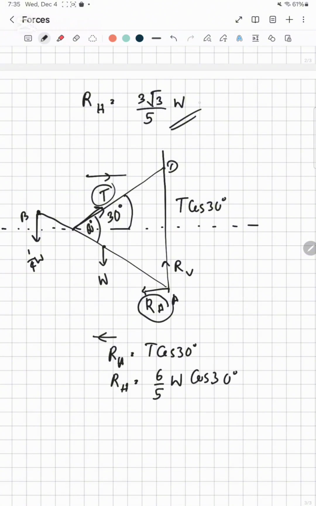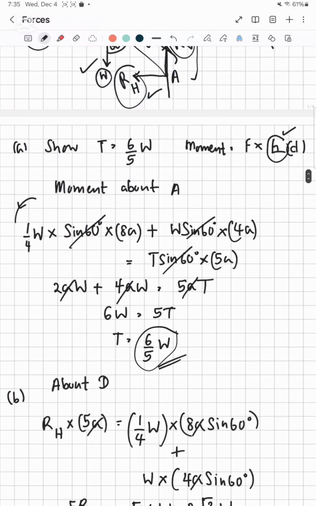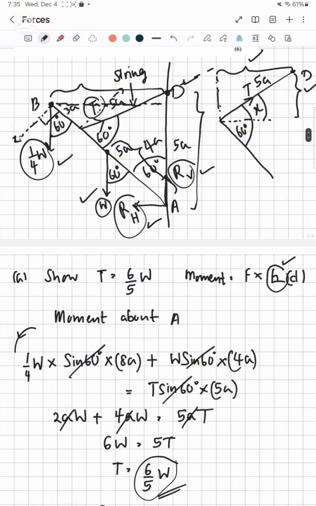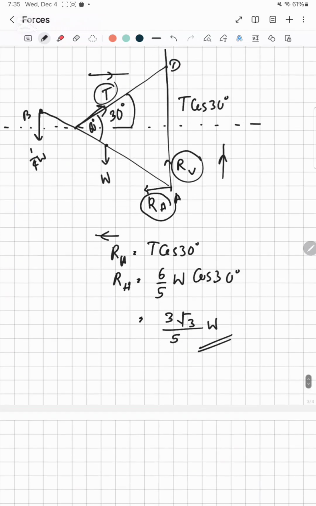So we should get the exact same thing we found using moments. So 6 over 5 into cos 30. See? You get 3 root 3 over 5 W. This is way easier, right? So yeah, that's RH. Now to find RV, we don't have to find moments. We can do the exact same thing. Now you can see RV is along the vertical. Look at all the forces going along the vertical.